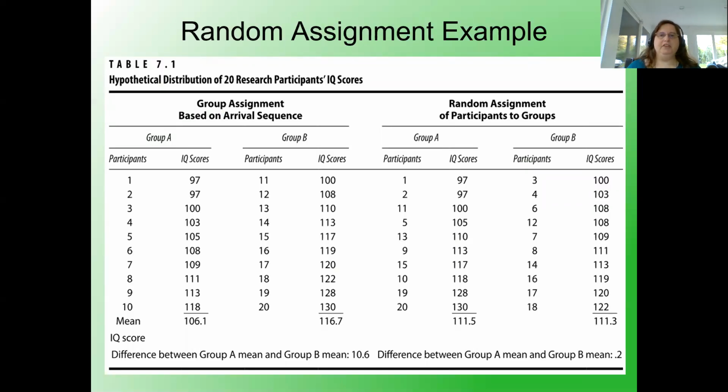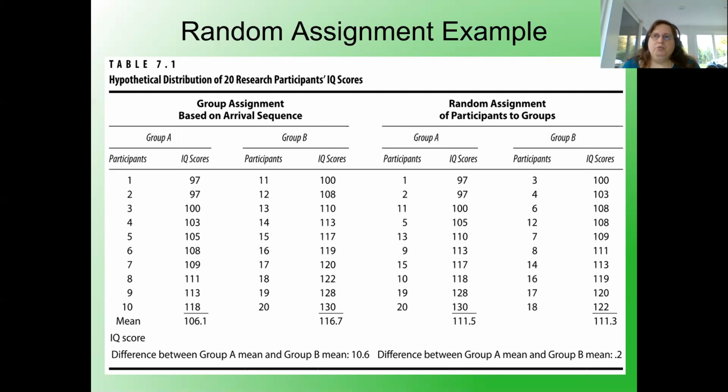So here's a random assignment example. Here we have some group assignment based on arrival sequence, and we're looking at the participants 1 through 10 and 11 through 20, and this is the order they arrived in. And we look at their IQ scores, and we see that in Group A, the average is 106.1, and in Group B, the average is 116.7. What a big difference.